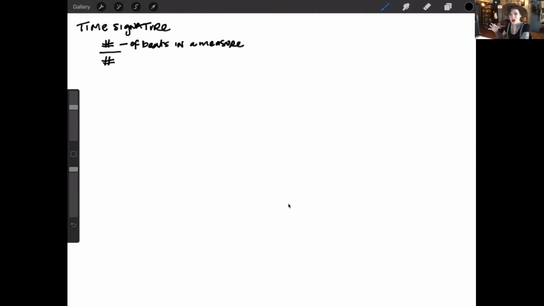Okay, so whiteboard time. Time signatures. So it always appears as a number over another number. And the top number is the number of beats in a measure. A measure is a prescribed amount of time. I'll show you what a measure kind of looks like. And the bottom number is what gets the beat.